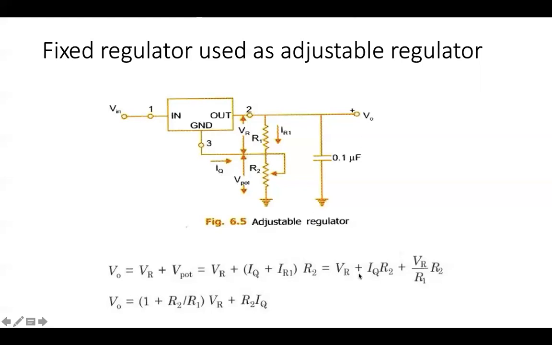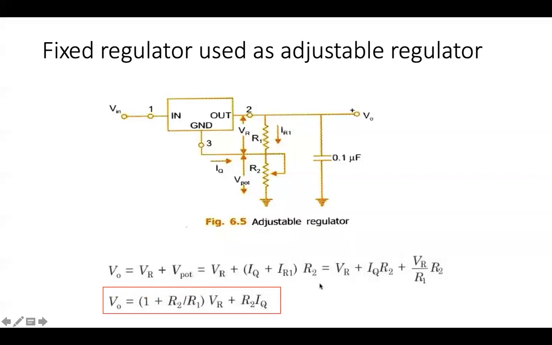So this is equal to VR plus IQ. I'm just multiplying them, IQ and R2 here. So IQ R2 plus R2 remains here, and VR divided by R1 R2, right? Because this IR1, I am trying to shift it, because that is VR divided by R1, because it's with respect to resistor R1. So my final formula is going to be, as we have seen at the bottom, the final formula. You'll have to remember this formula.